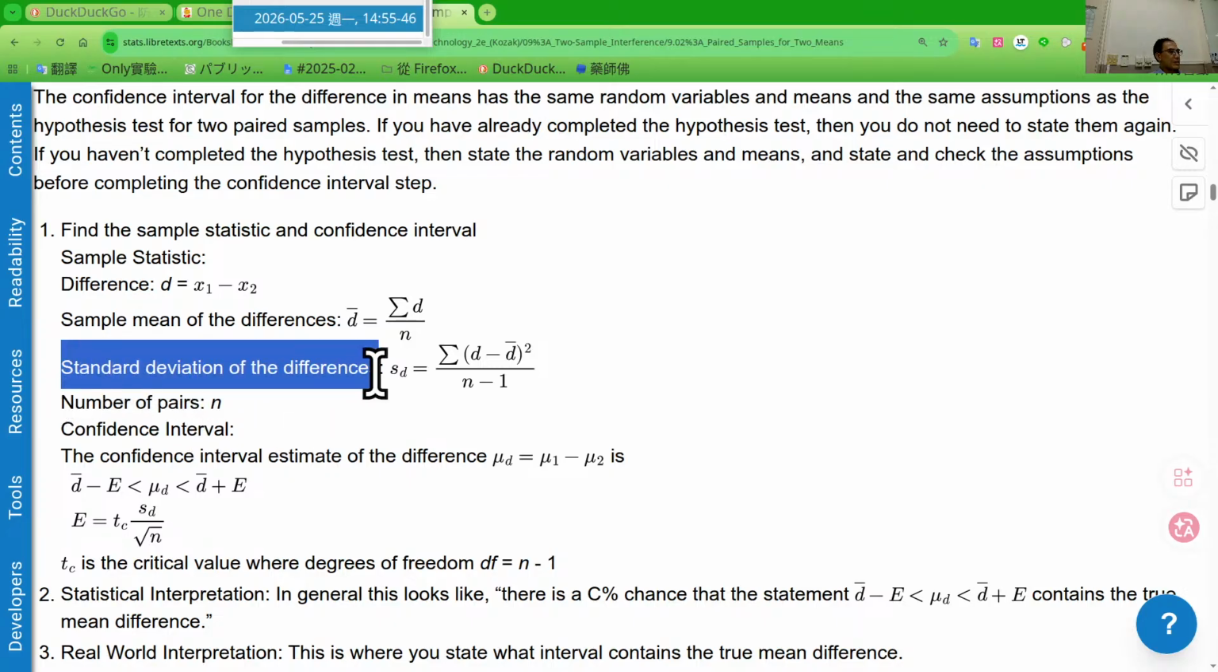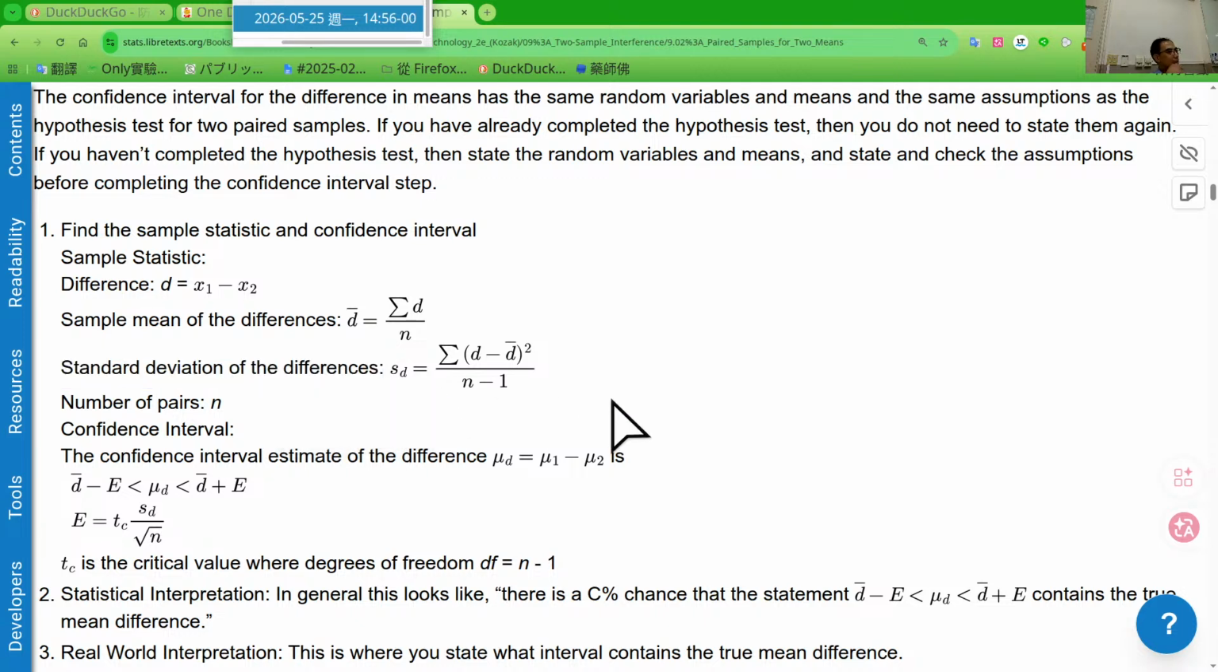Standard deviation of the differences. Personally, I think maybe the text forgot a square root over here. Standard deviation, maybe forgot the square root symbol here.